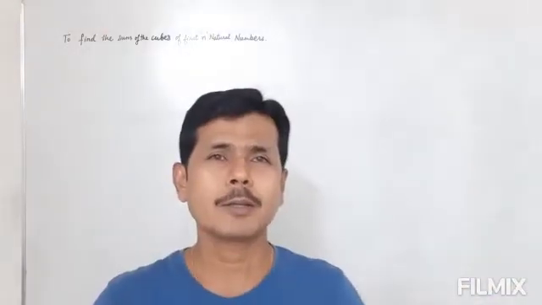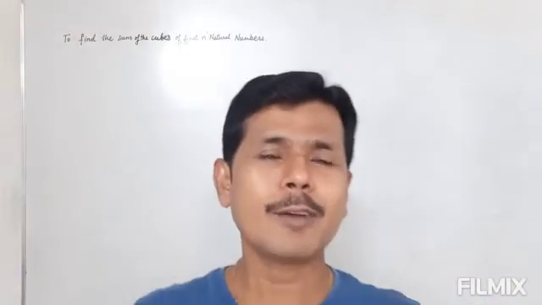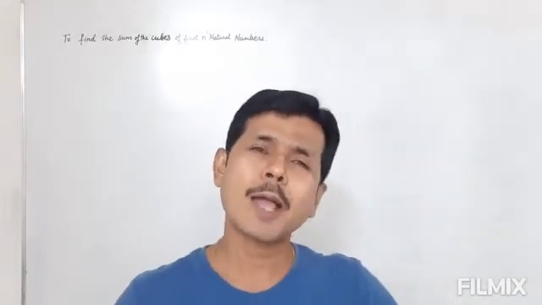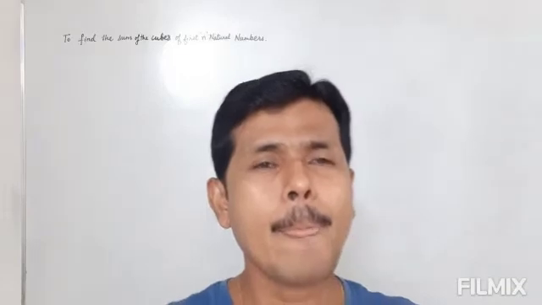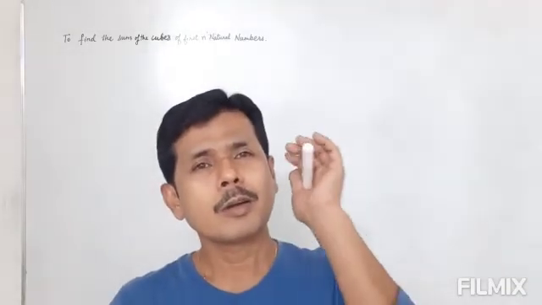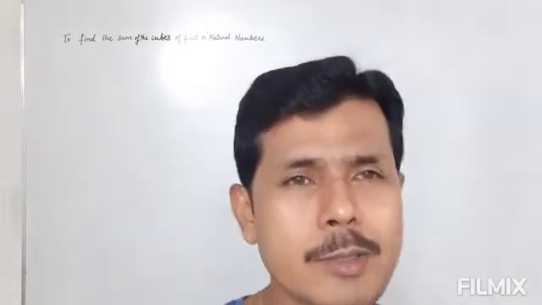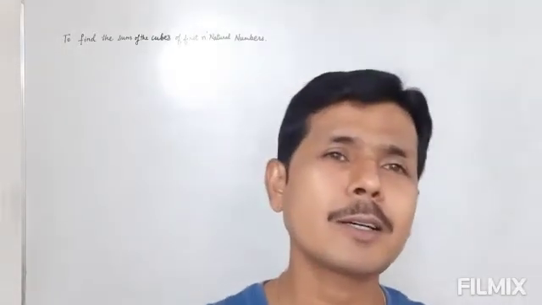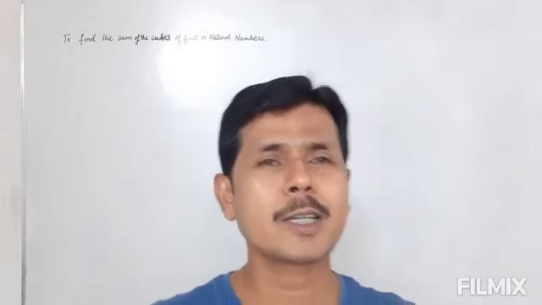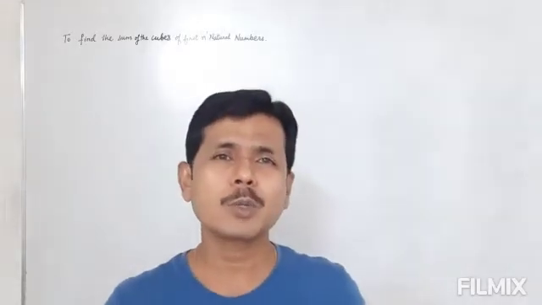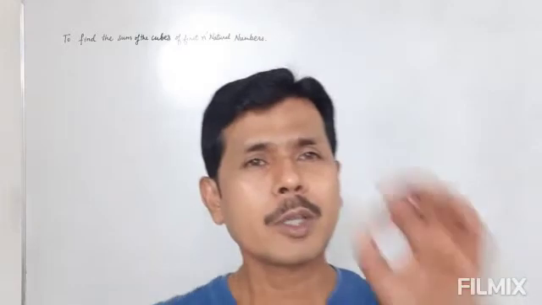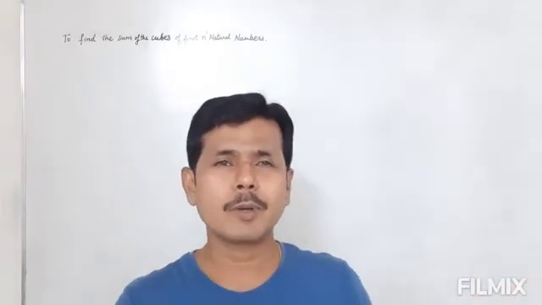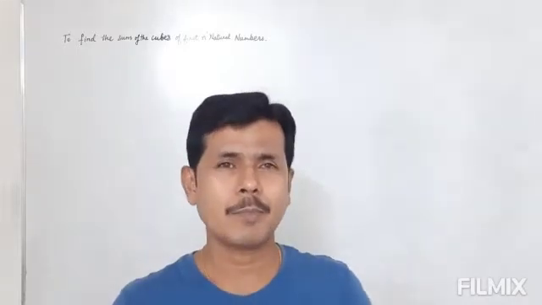Hello everyone. Today I have come with a new problem, and it is to find the sum of the cubes of first n natural numbers. For example, suppose I ask you to find the sum of the cubes of first 5 natural numbers, what are you going to do? You are going to cube each natural number up till 5, then you add up. Then you get a certain answer.